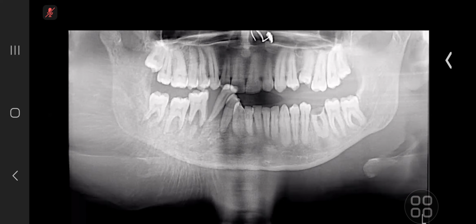So this was a 30-year-old female again, presented with progressive increase in swelling on the right side. For 3 months, the patient had a progressive swelling, and she presented to the OPD.